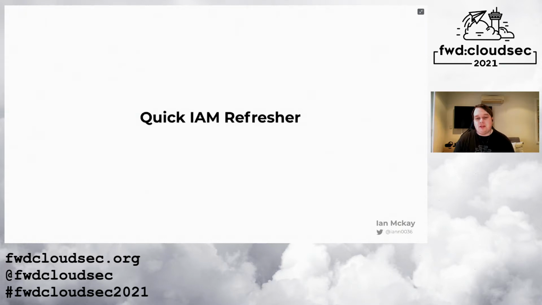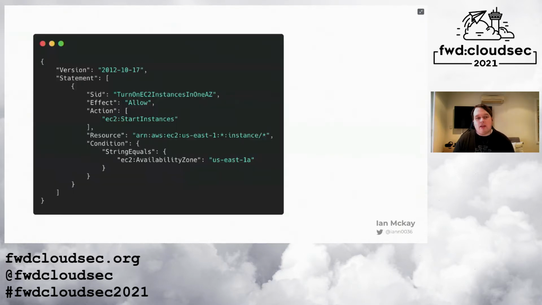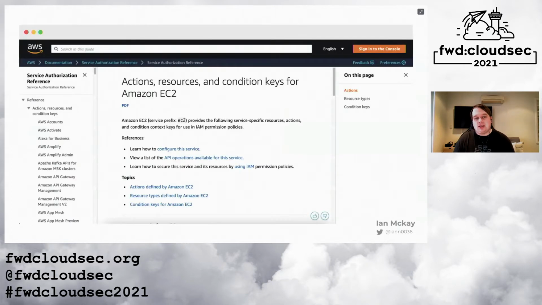So let's jump into a quick IAM refresher. Here we have an IAM policy, and this policy consists of one or more actions, one or more resources, and optionally a number of conditions. But how would you find out the name of these actions or the structure of these resource ARNs or what conditions are available to you? Well, typically you'll see a page like this.